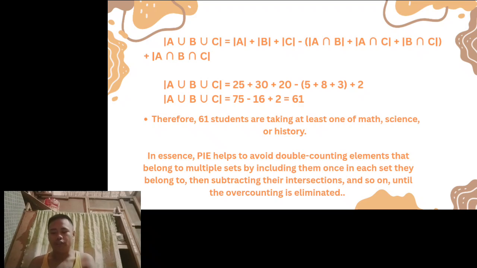For conclusion, in essence, PIE helps to avoid double counting elements that belong to multiple sets by including them once in each set they belong to, then subtracting their intersection, and so on until the overcounting is eliminated.